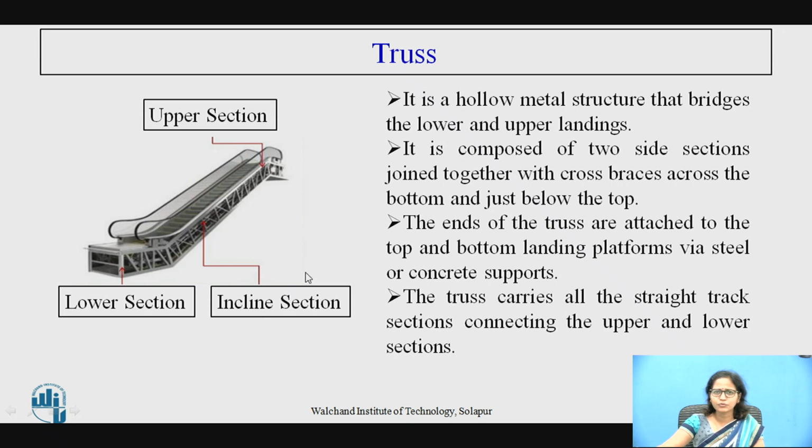It is composed of two side sections joined together with cross braces across the bottom and just below the top. The ends of the truss are attached to the top and the bottom landing platforms with the help of steel or concrete supports. The truss carries all the straight track sections connecting the upper and the lower sections.